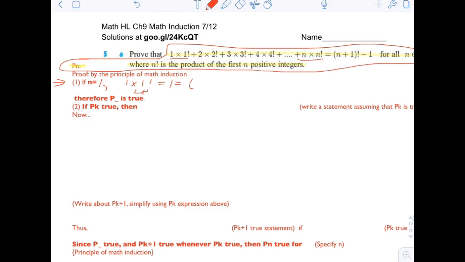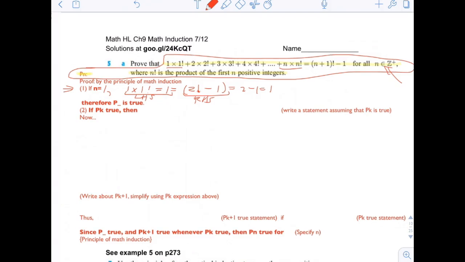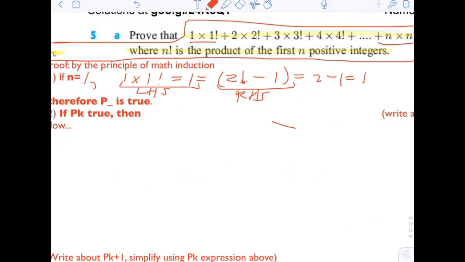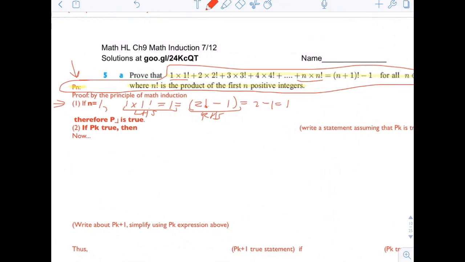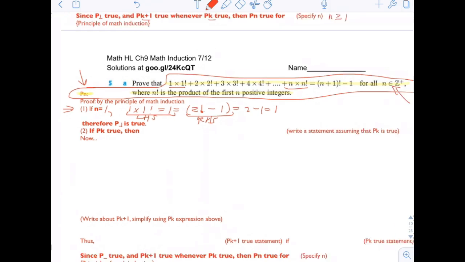If you want to, you could do what the book does and say left-hand side and right-hand side. The right-hand side is n plus 1 factorial minus 1, which would be 2 factorial minus 1. That is equal to 2 minus 1, which is equal to 1 also. So we've proved that the left-hand side is equal to the right-hand side for n equals 1, so we can say that P subscript 1 is true. What is P subscript 1? Well, we already defined P subscript n, so P subscript 1 is what we get if we put n equals 1 into that statement.